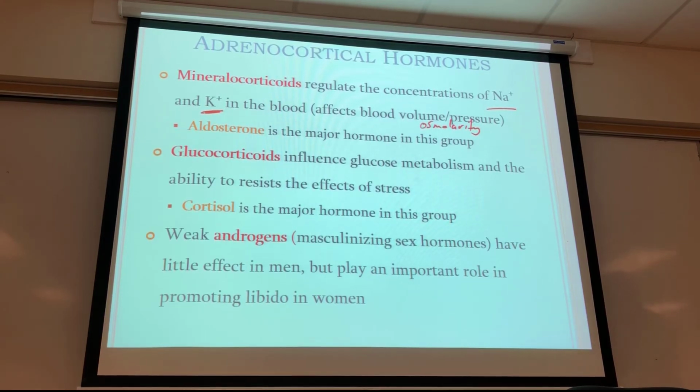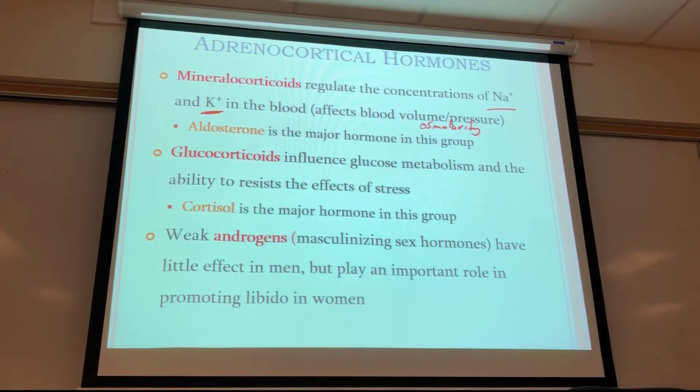Now, glucocorticoids are responsible for, if you see the term gluco, it's all going to be related to glucose. How are we able to tap into glucose to be able to bring about glucose and utilize it as a metabolic substrate? And so we'll talk about the effects of stress, a stress hormone called cortisol. Cortisol is going to be heavily involved in being able to stimulate the production of glucose.